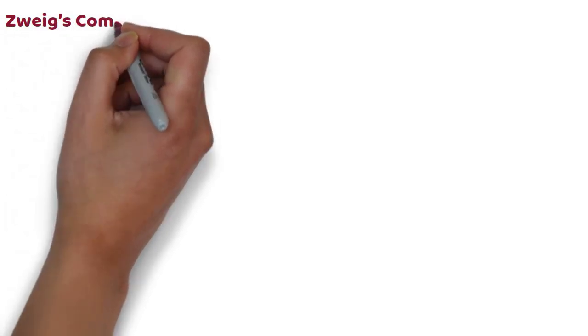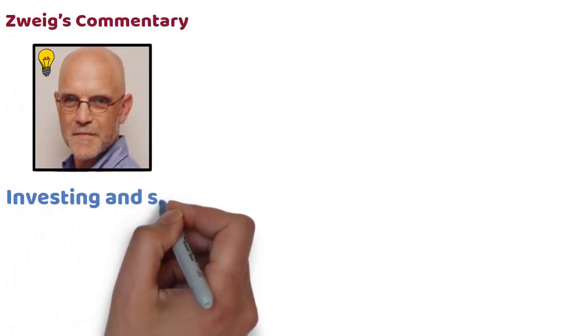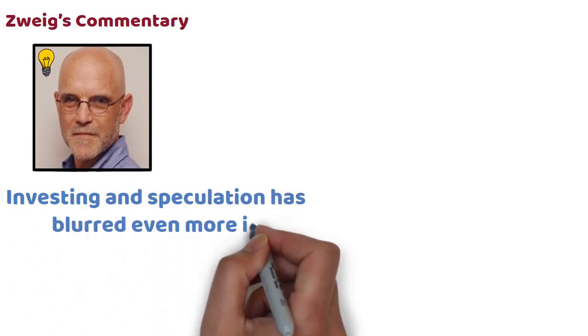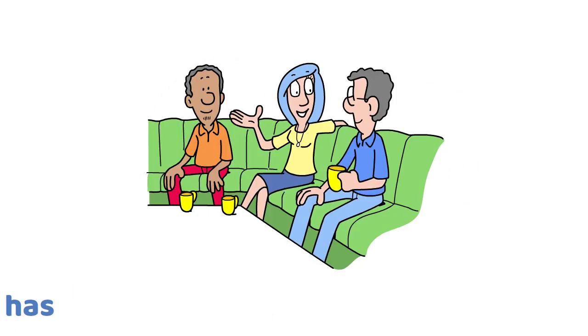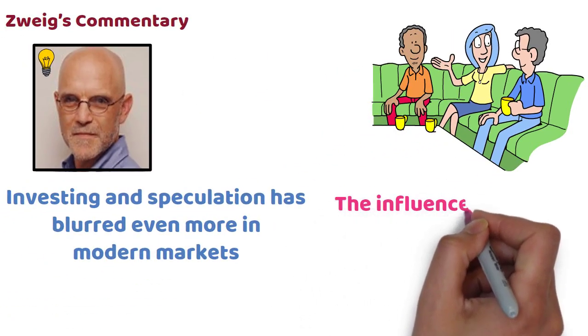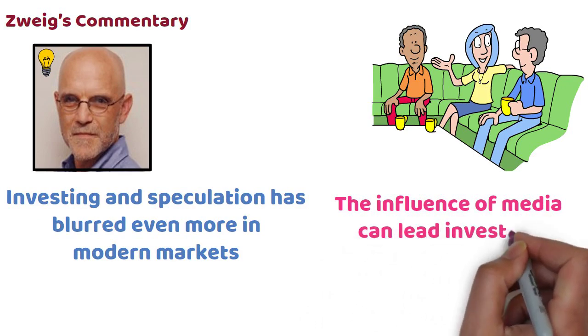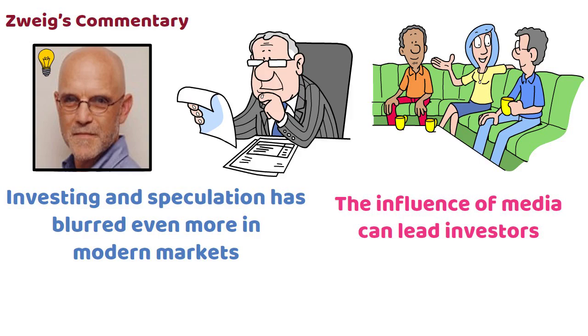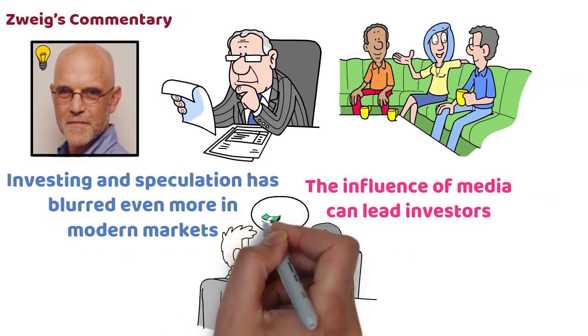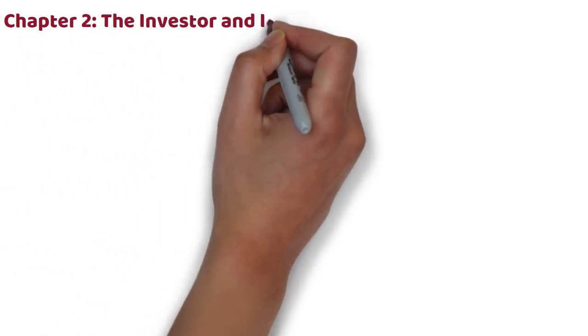Zweig's commentary. Zweig expands on Graham's ideas, noting that the line between investing and speculation has blurred even more in modern markets. He discusses how easy access to trading platforms and the influence of media can lead investors to speculate without realizing it. Zweig advises modern investors to maintain a clear focus on long-term goals and to avoid the temptation of quick profits.